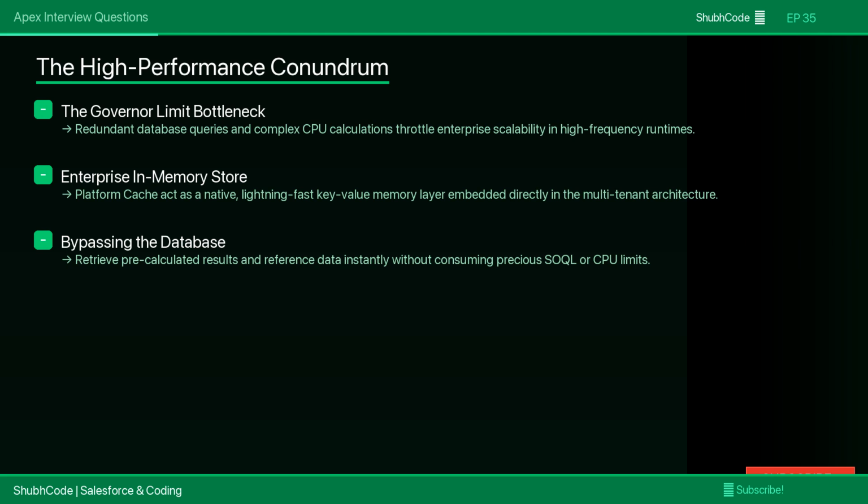In a multi-tenant environment like Salesforce, we must protect our governor limits. That is where Apex Platform Cache comes into play as an enterprise-grade, in-memory key-value store. Think of it like Redis but natively embedded within the Salesforce multi-tenant infrastructure. It allows us to bypass the database and memory serialize raw calculations for ultra-fast retrievals. If you are still querying the database for read-heavy, slow-changing data, you are actively dragging down your page load times. Let's break down how to design a resilient caching strategy that scales to millions of transactions.